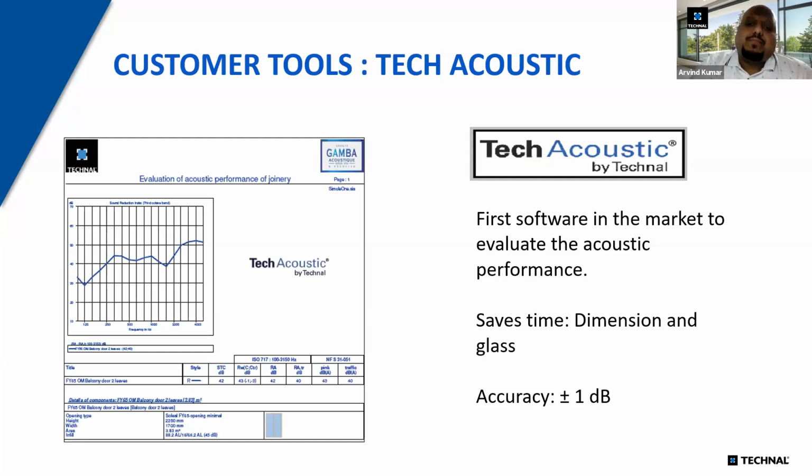If you remember our presentation, where we talked about the functional parameters, acoustic is one of them. And by having the Tech Acoustic software, you're able to define what should be the right glass configuration and the frame configuration to do this. And this is the first software in the market where you can evaluate a complete acoustic performance. And because this is directly linked to our laboratory and the test data is coming directly from the lab, you have an accuracy of plus minus 1 dB, which is absolutely phenomenal for a desktop acoustic simulation software.